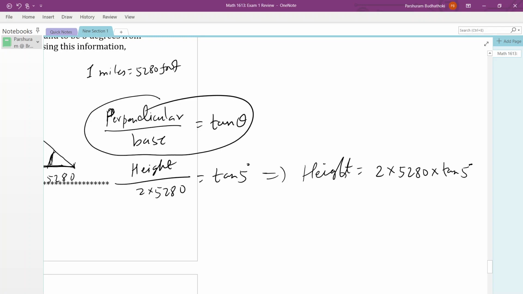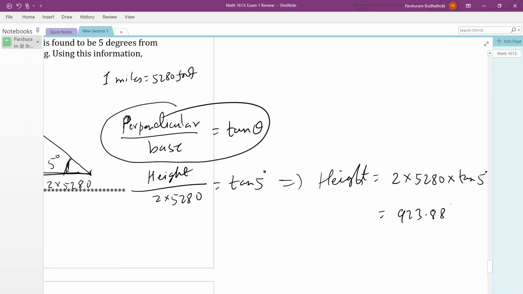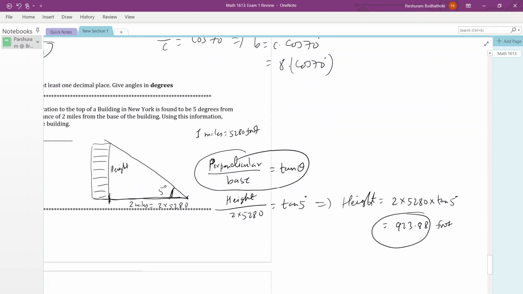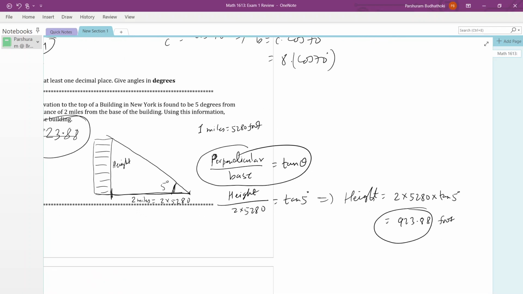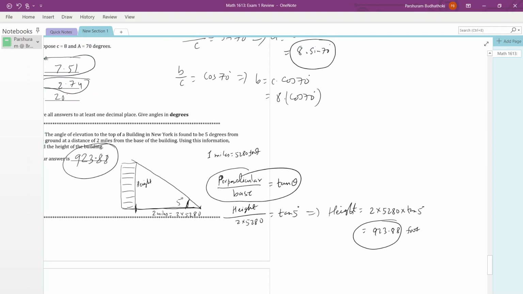If you use your calculator, this value would be 923.88 feet. So that would be the height of this building. This is the answer: 923.88 feet. For this particular problem, you just have to know perpendicular over base is equal to tangent of this angle, and you also have to convert the miles into feet, and then you will be fine.